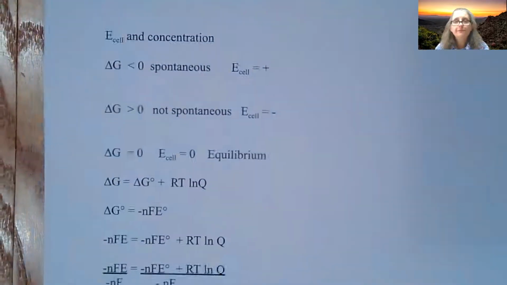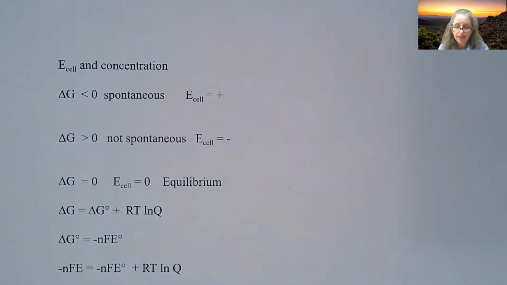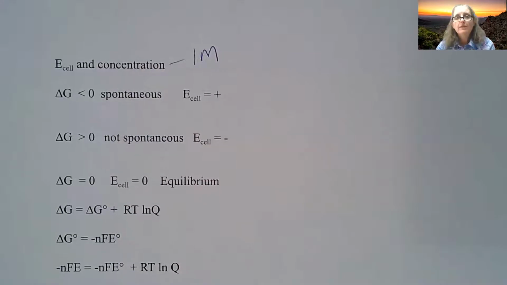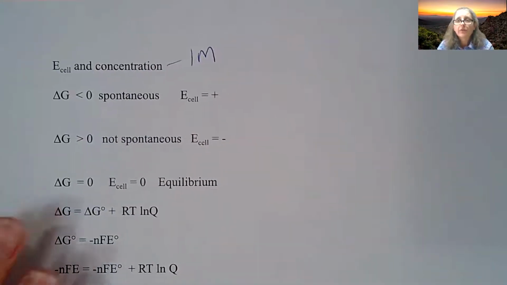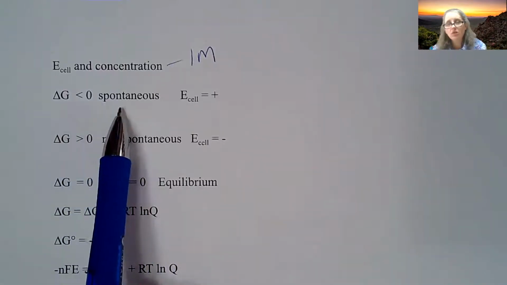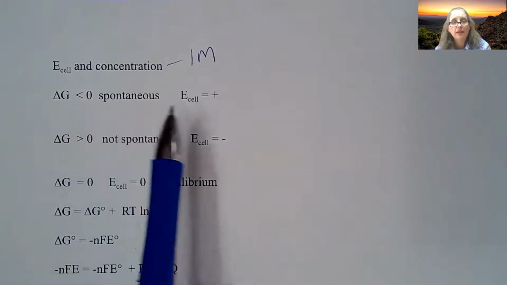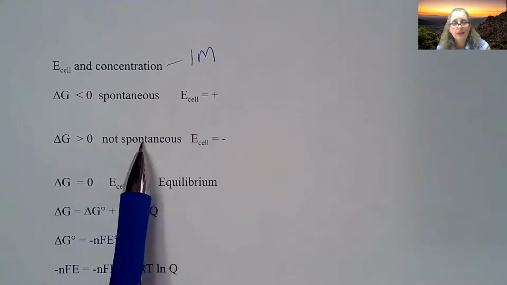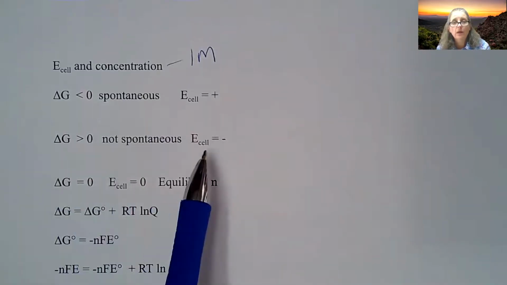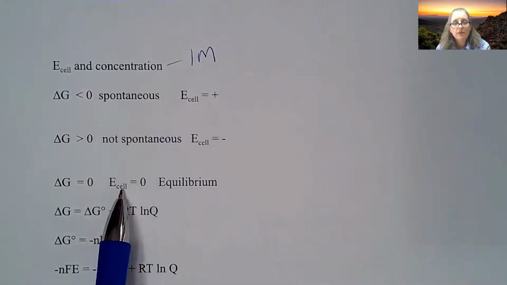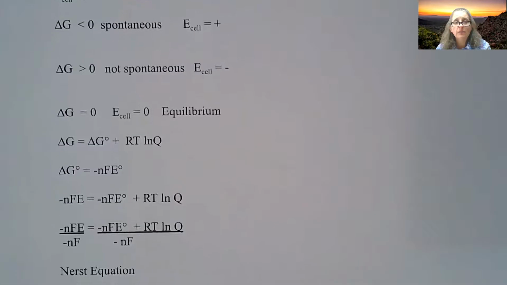So what if I am not at 1 molar? What if the concentration of my half cells is not at 1 molarity? Well, equating this all together, if my delta G is negative, that means it's spontaneous, and my E cell is positive. If my delta G is positive, it is not spontaneous, and my E cell has to be negative. If my delta G is 0, my E cell is 0, and I have what we call equilibrium.